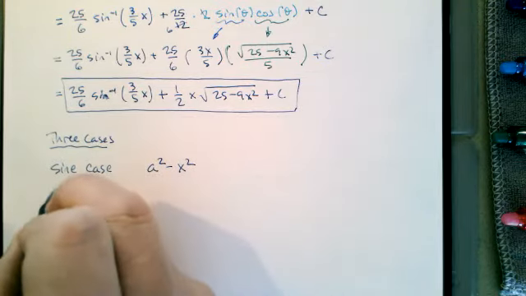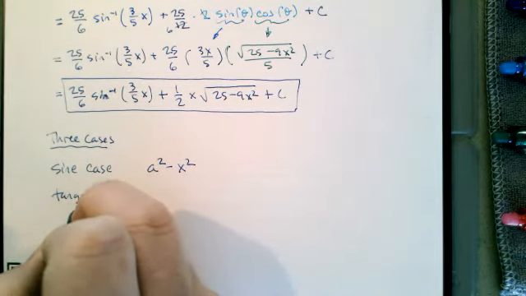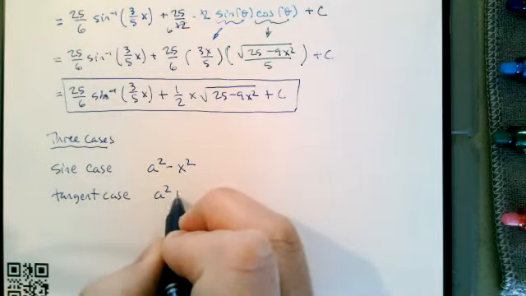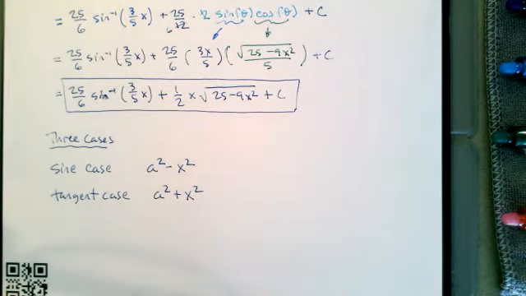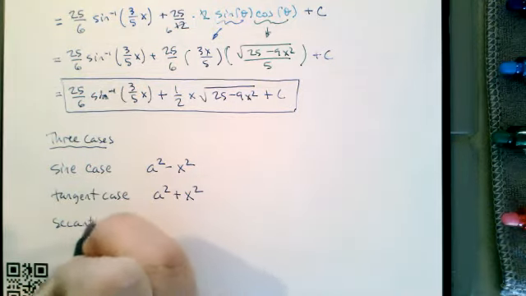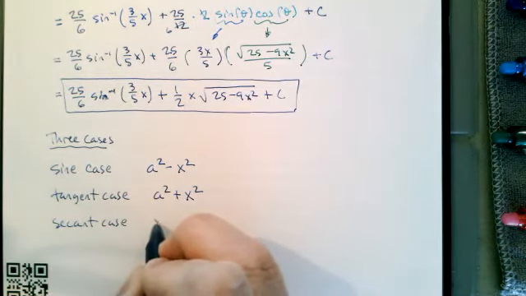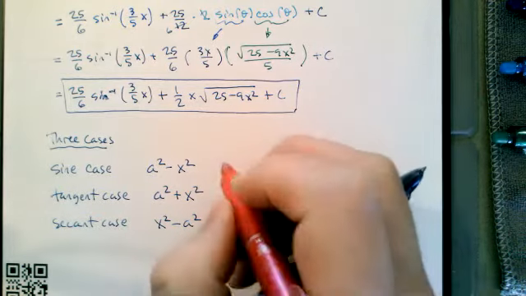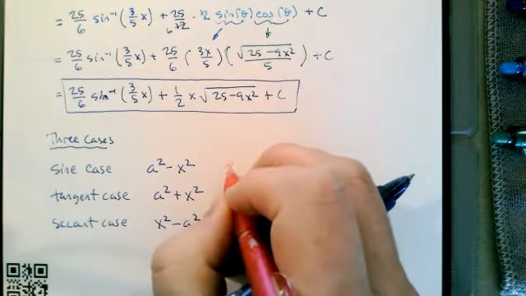There's the tangent case, where we have the form a squared plus x squared. And then there's the secant case, where we have x squared minus a squared. And those are our substitutions.